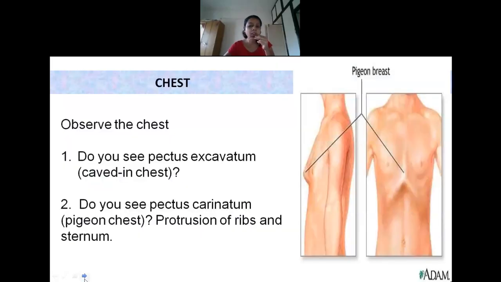Next is observing the chest, which is very important in case of cardiovascular conditions. For different types of chest, you might have studied in foundations itself, isn't it? A caved in type of chest is there. Then you have also got a protruded type of chest. I'll show you the figures here.